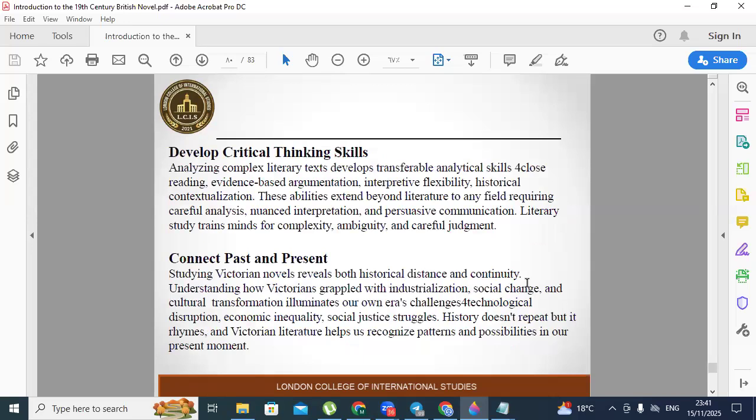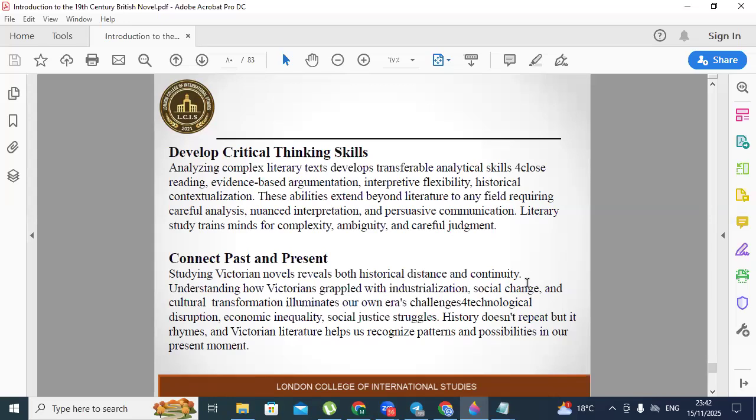Develop critical thinking skills. Analyzing complex literary texts develops transferable analytical skills: close reading, evidence-based argumentation, interpretive flexibility, historical contextualization. These abilities extend beyond literature to any field requiring careful analysis, nuanced interpretation, and persuasive communication. Literary study trains minds for complexity, ambiguity, and careful judgment.